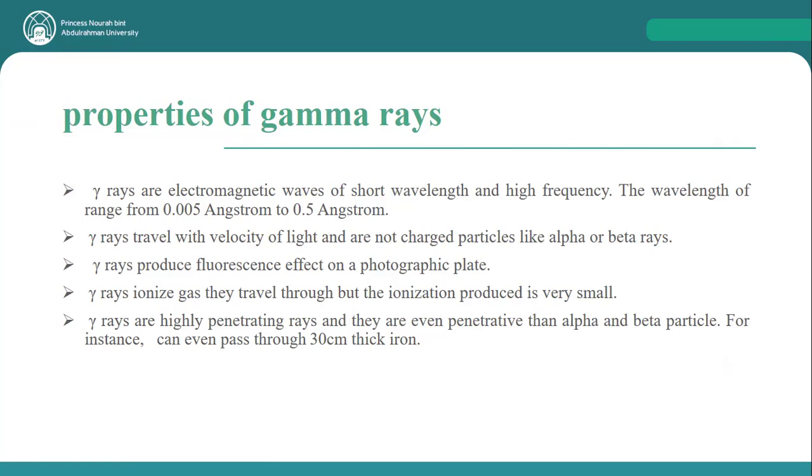Gamma rays produce a fluorescence effect on the photographic plate. Gamma rays ionize the gas they travel through, but the ionization produced is very small. Gamma rays are highly penetrating rays, even more penetrating than alpha and beta particles. For instance, they can even pass through 30 centimeters of thick air.